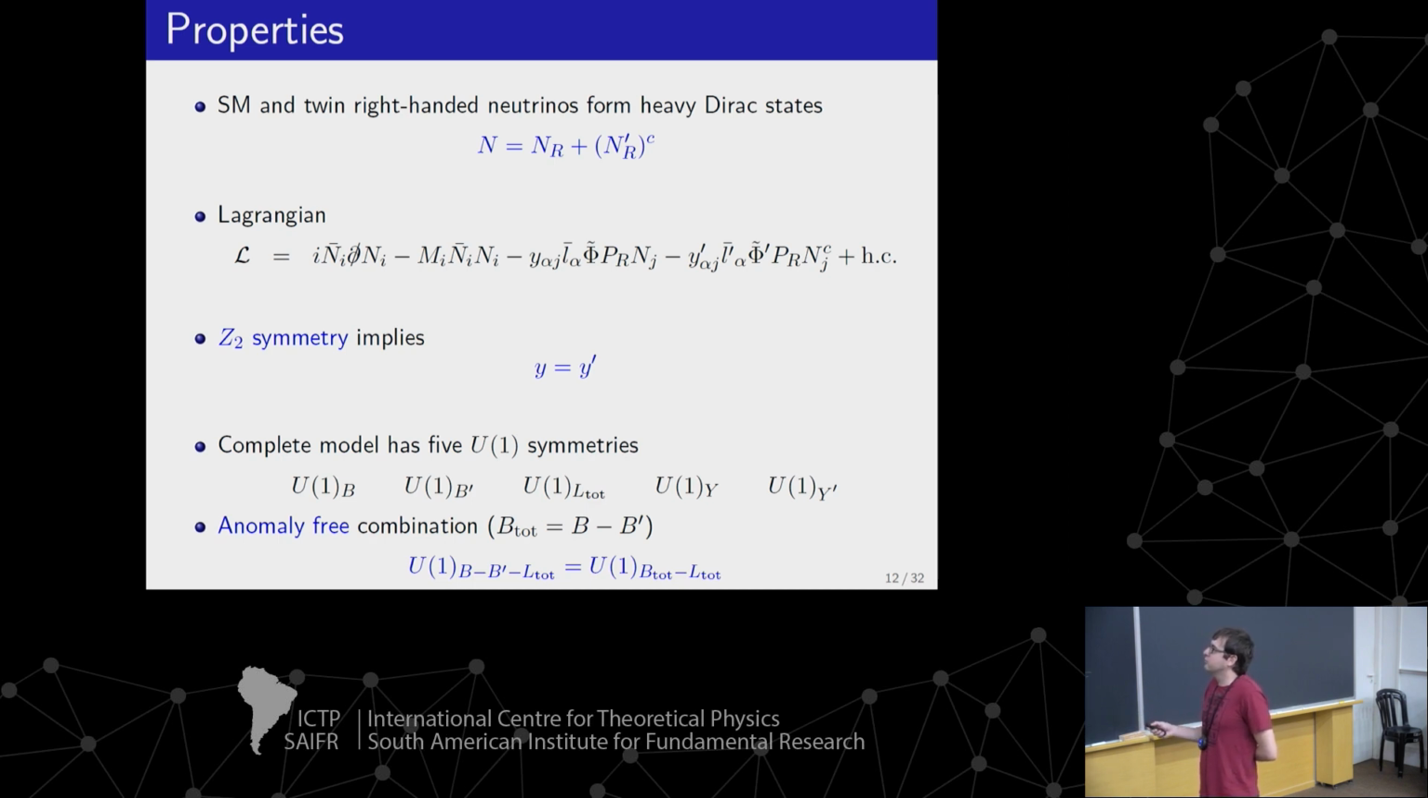Now, you can see the complete model has five U1 symmetries. Let's think of a complete model. We just focus on the neutrino sector, but let's put all the other particles in the game. Then we have baryons and leptons, and the U1 symmetries are baryon number B, B prime, L total, the hypercharge Y, and hypercharge Y prime, so I'm also doubling the gauge interaction. Then the anomaly-free combination is the U1 B minus B prime minus L, that is B minus L minus B prime minus L prime.